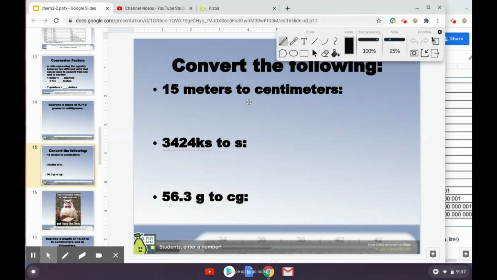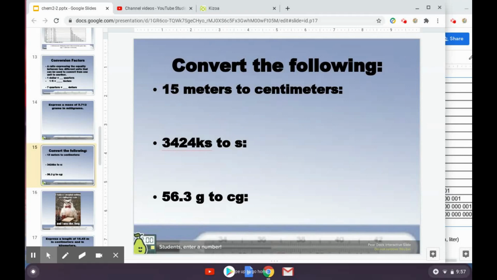So if we look at the following examples, we've got 15 meters to centimeters. So we'll start off with 15 meters. Then we'll do our multiply in our line. And since meters is the unit on top, it will go on bottom. And we're going to centimeters, so that's going to go on the top. Now the one with the prefix always gets the 1.